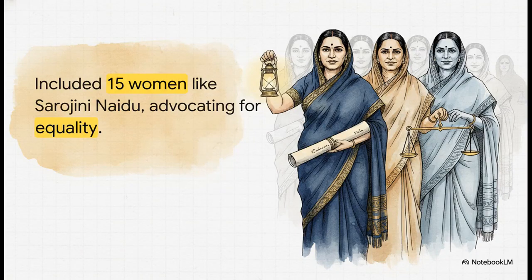We literally cannot talk about these architects without highlighting this incredible historical detail. Out of that 299-member assembly, there were exactly 15 remarkable women. Prominent figures like Sarojini Naidu, Sucheta Kripalani, and Vijaya Lakshmi Pandit were right there on the front lines. And they didn't just passively participate. They fiercely advocated for economic, social, and political equality for every single citizen. They played an absolutely vital role in scripting this constitution.